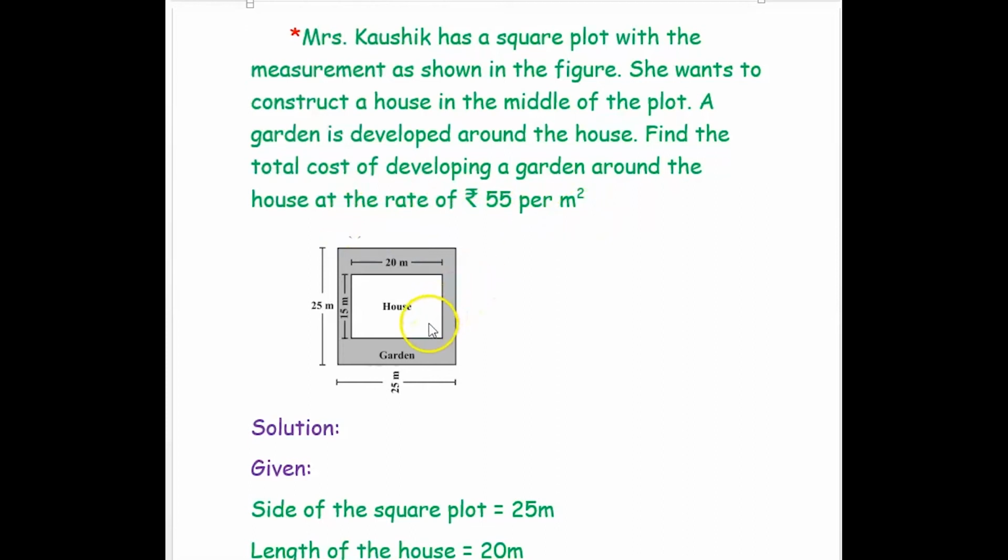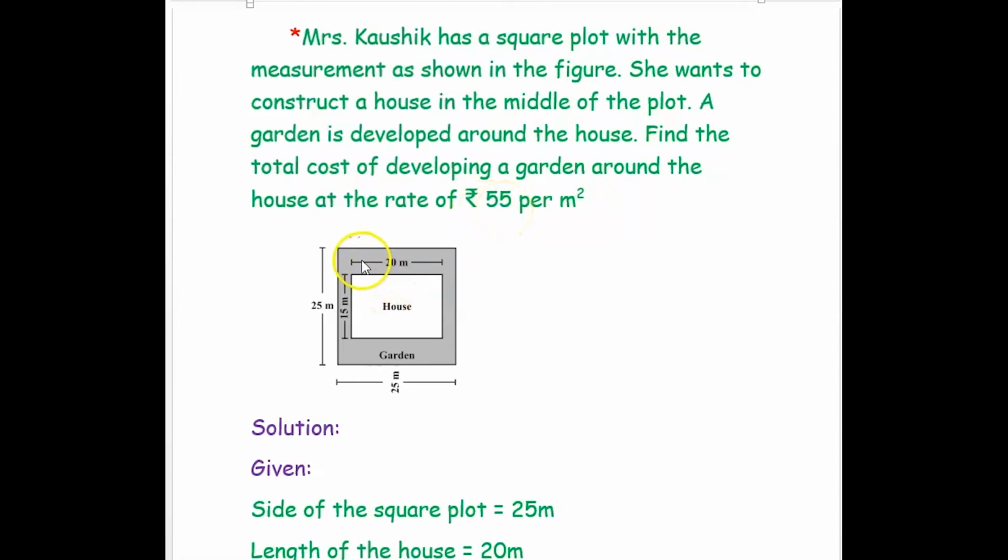Now let's see what is given. So there is a square plot with measurements given, and she wants to construct a house in the middle of the plot. So she has constructed a house in the middle of this square plot, and she has developed a garden around it. Now we want to find the cost for developing this garden, and it is given that for 1 meter square the cost is 55 rupees, right?